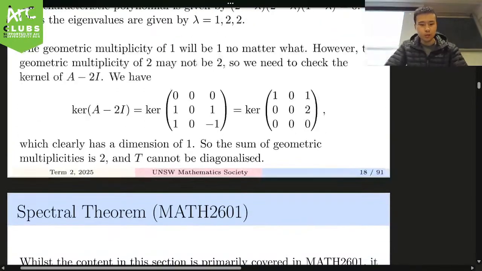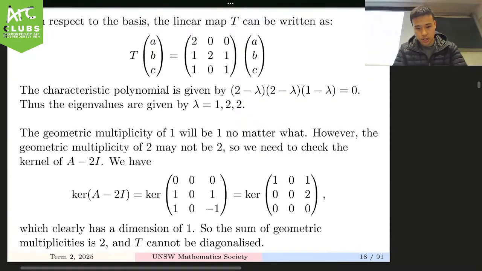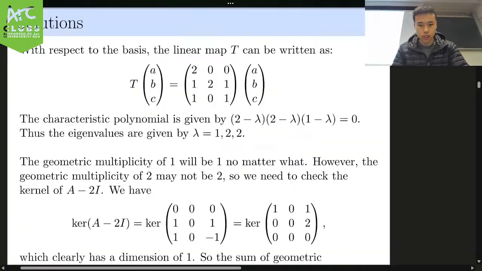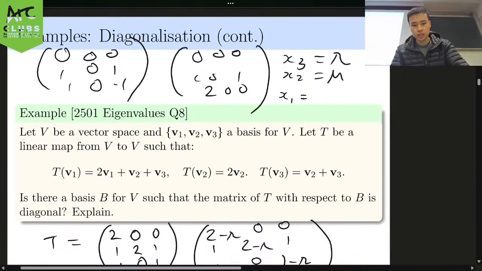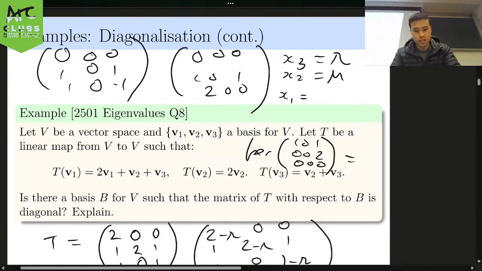Okay, I'm just going to change it. It's literally just this, so you shift, make that on the top, and then subtract that off. So basically the kernel is equal to (1, 0, 0), (0, 1, 0), (0, 0, 2). Then from here you have two leading columns, so the rank of this is basically 2. So the kernel has dimension 1.